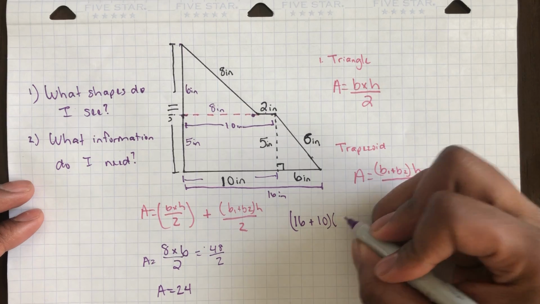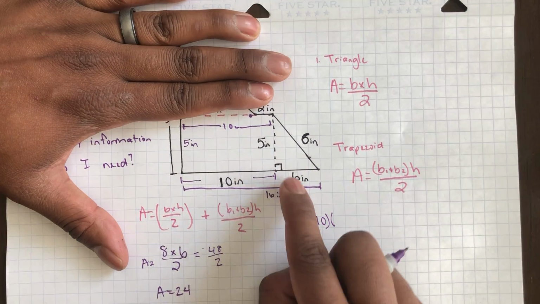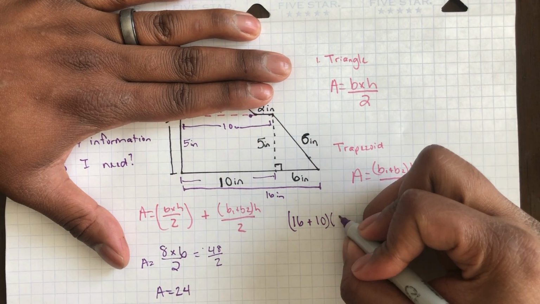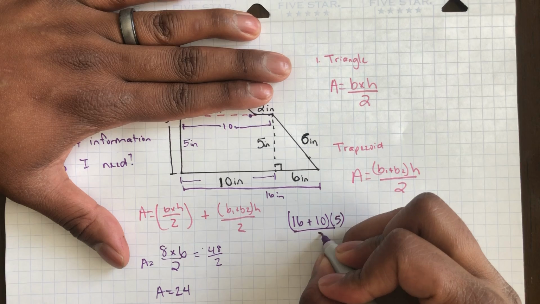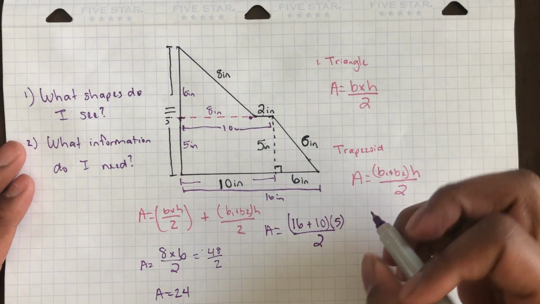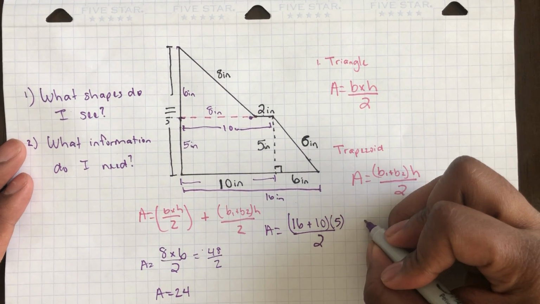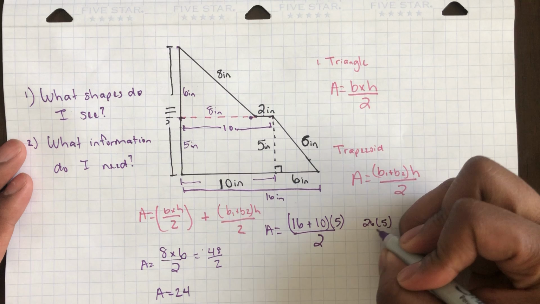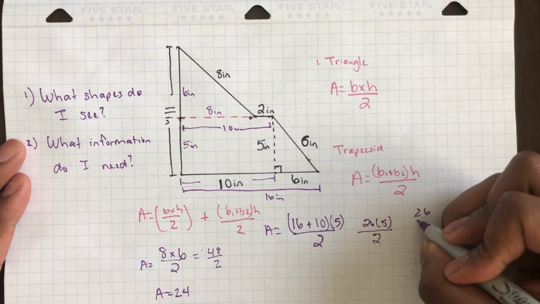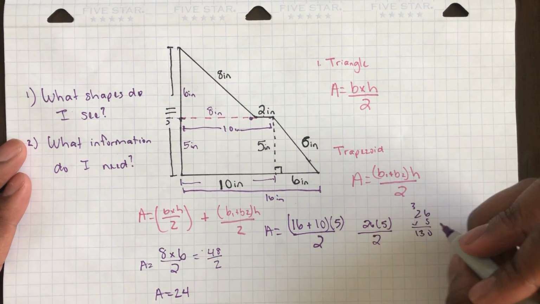height. My height is how tall my shape is. If we do it again, from the bottom to the top, that's the height, 5 inches. So I'm going to multiply it times 5, then divide it by 2. 26 times 5. Let's do my math on the side. Is 130.